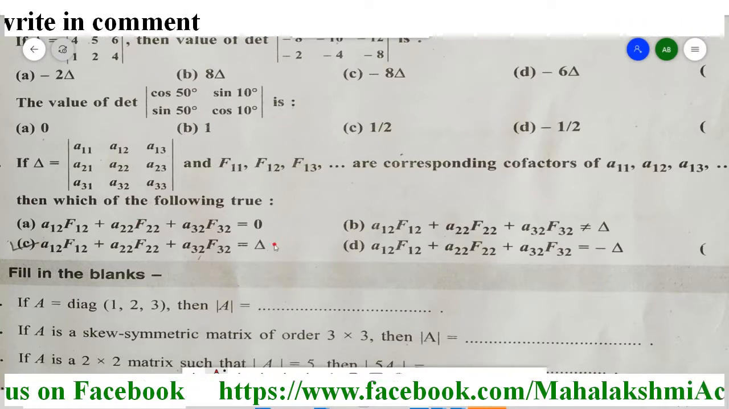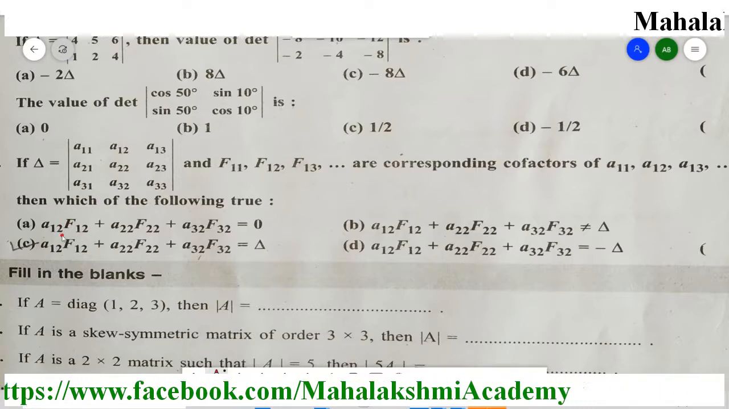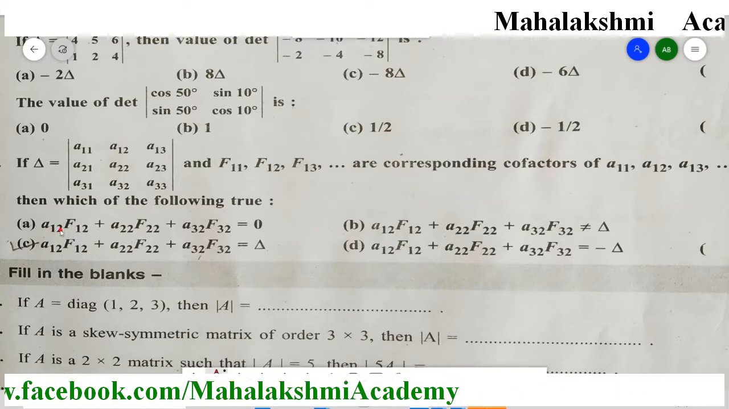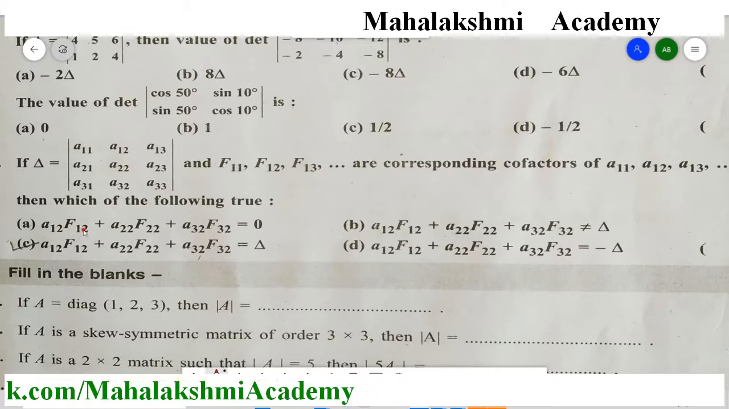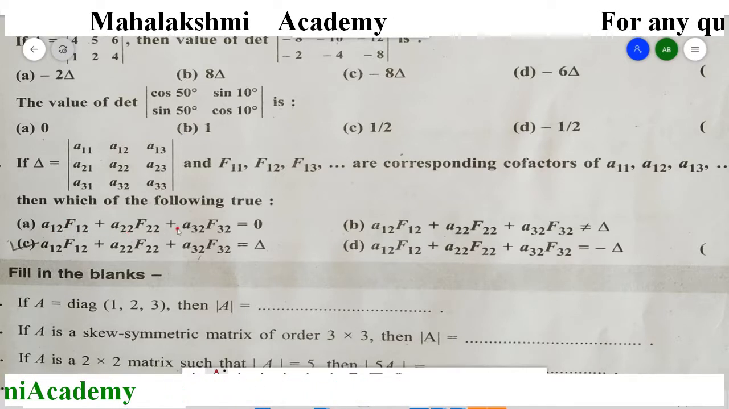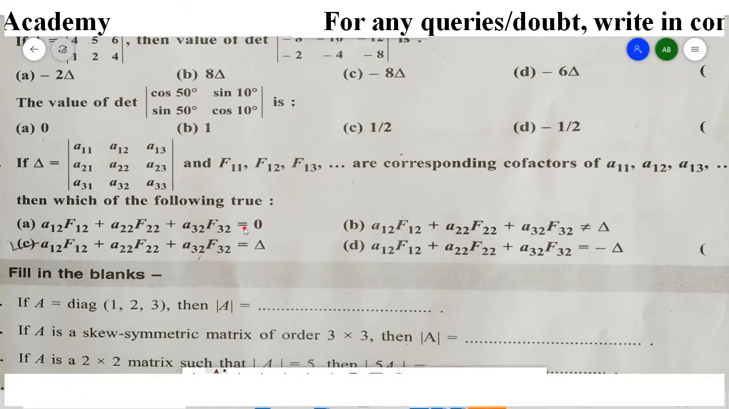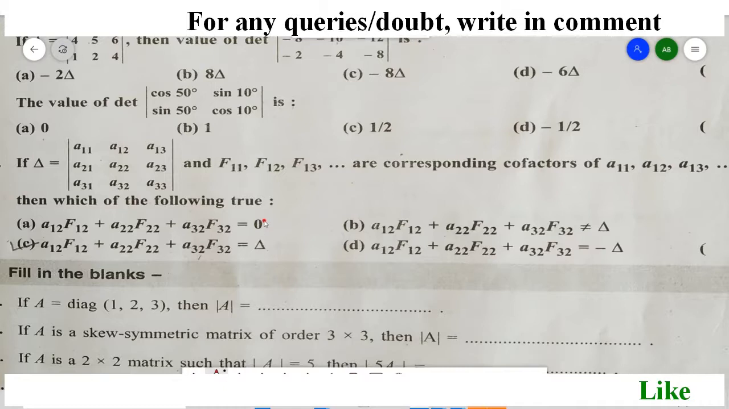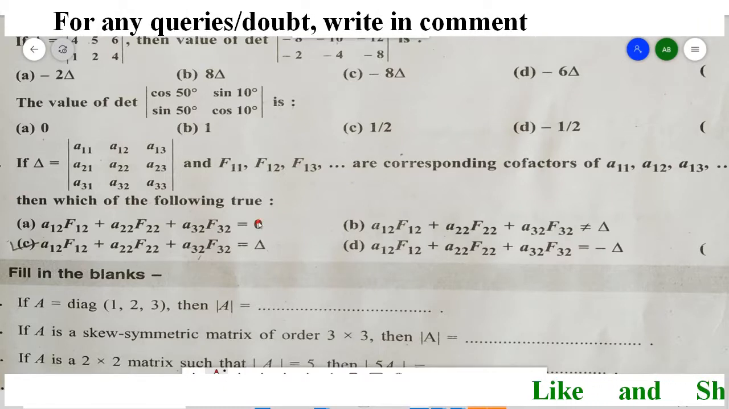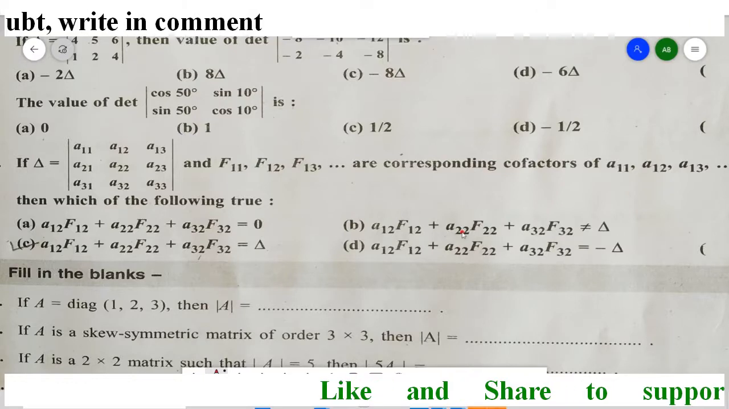So this is, I think, an exercise direct question. So you just observe it carefully. Here the element A12 is multiplied by F12, the cofactor of the same element, but the determinant is 0, so it depends, it may be 0, may not be. So it should be delta here. Delta means the determinant's value, so instead of 0 they must write delta here. So this option is incorrect.